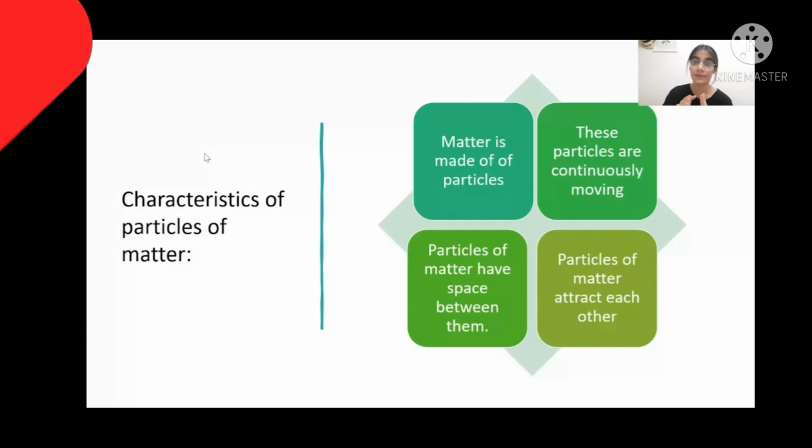Particles of matter have space between them. As we saw through the activity, when we mix the salt with water, the level of water in that beaker did not rise after adding salt. It was because salt went and occupied the spaces that were between the particles of water. Hence, particles of matter have space between them, and particles of matter attract each other. These are 4 characteristics of particles of matter that we must always remember.